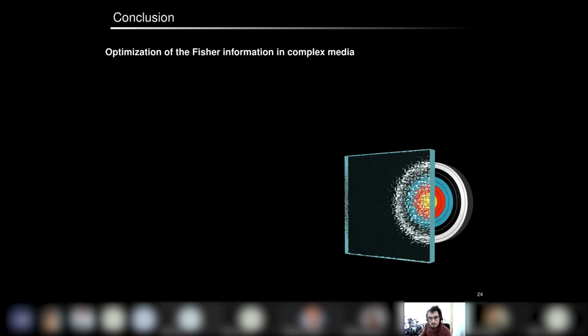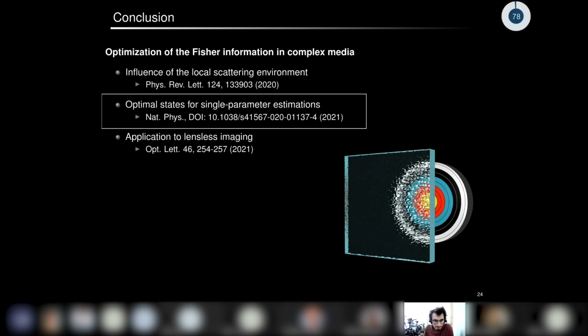Okay, so with this, I would like to conclude this talk. I talked about optimizing the Fisher information in complex media. I started with numerical simulations with a dipole in a box, trying to localize the central dipole inside the box. Then I explained some theoretical tools and some experimental results that we had for single parameter estimation, so estimating the phase of the cross, of the hidden cross. And finally, I discussed numerical results that we obtained in the context of possible applications in lensless imaging.